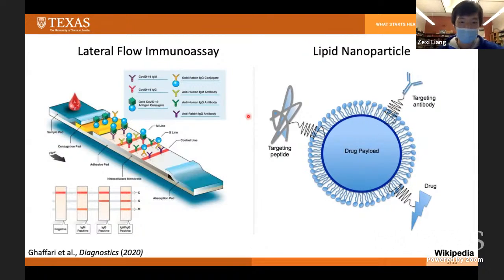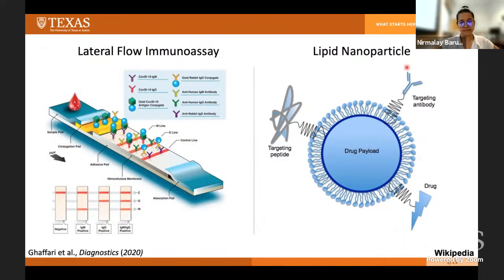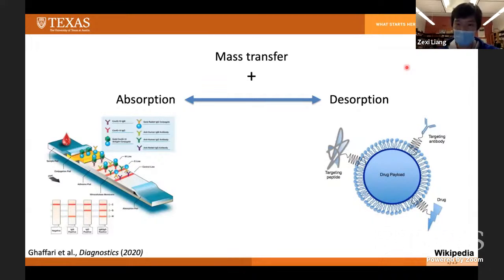Okay, got it. So we have this rapid test kit for the COVID, which requires the diffusion of the antibody antigen towards the sensing site and the absorption reaction at the specific site. And on the right is the reversal process, which is a lipid nanoparticle for the mRNA drug delivery. So it's a release process from the biomolecule from the surface to the solution. So absorption and desorption are a pair of a reversal process, plus the mass transfer.